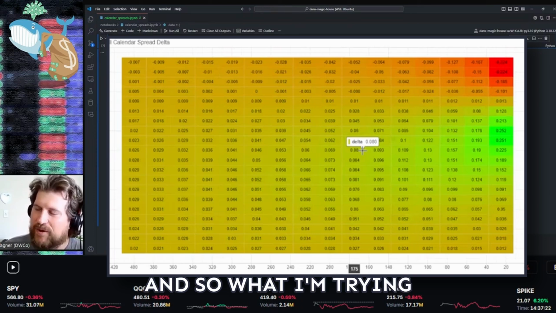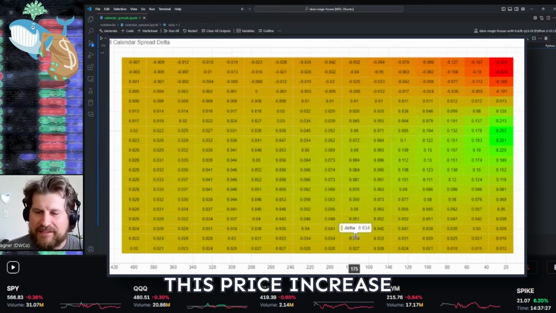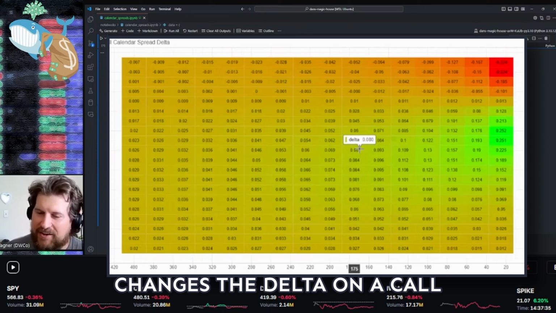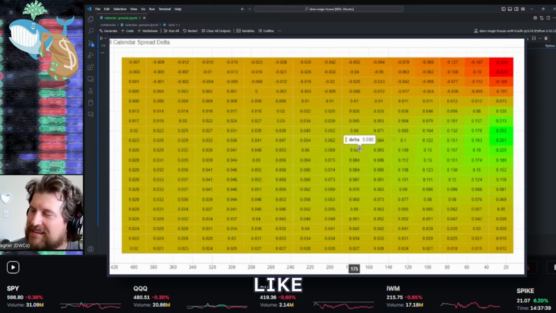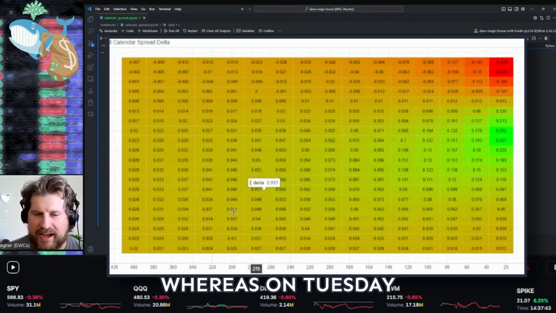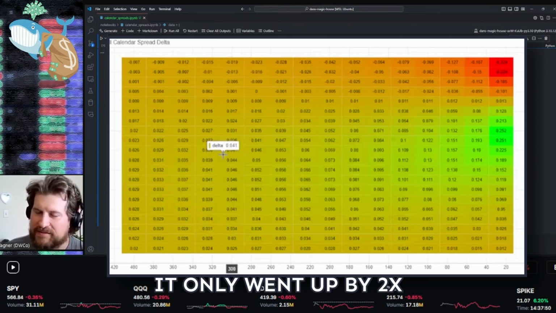And so what I'm trying to convey here is that this 100-point SPX price increase changes the delta on a call calendar on Thursday by, I don't know, what is that, like 3x, something like that. Whereas on Tuesday, it only doubled it, right? It only went up by 2x.